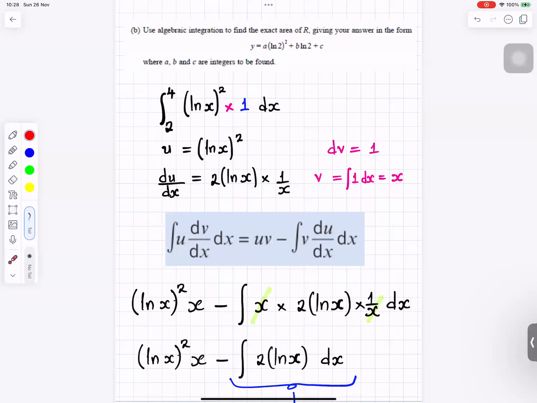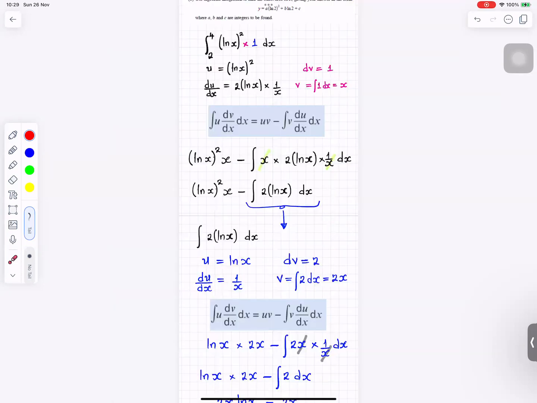Put it together in the formula for integration by parts. You get this expression. The x and 1 over x will cancel out. You end up with 2 ln x. You have to do another integration by parts for this 2 ln x. So for this one only, we're doing integration by parts again. So we let u be ln x and dv be 2.